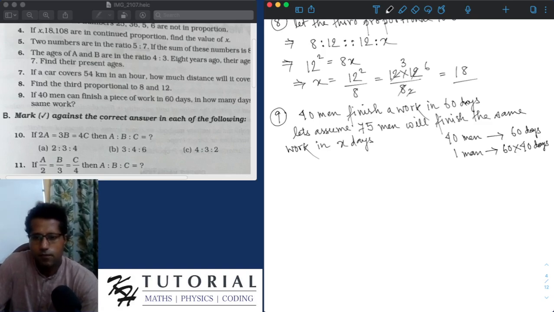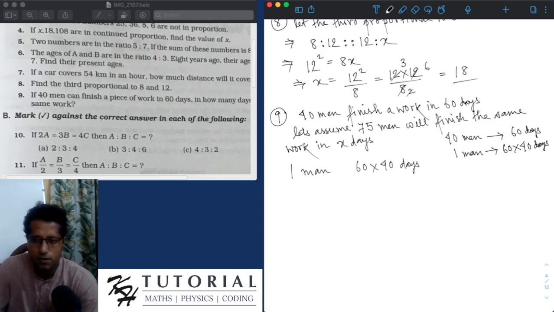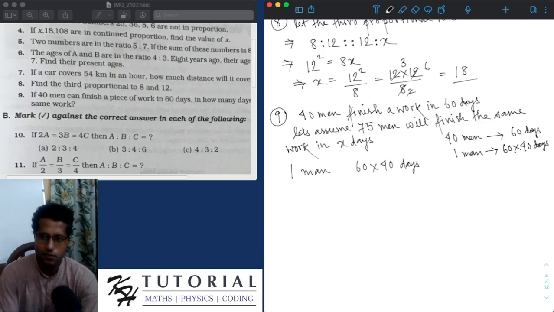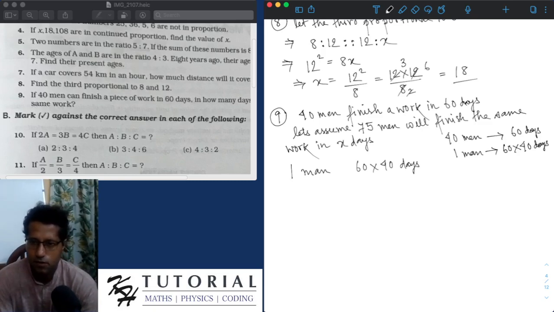So we have one man and 60 into 40 days. So one man completes the job, a particular work, in 60 into 40 days. This we have found from the given fact that 40 men finish a work in 60 days. So definitely it will take more days for a single man to finish the same work. I hope it will be right to say that one man will complete the same work in 60 into 40 days.